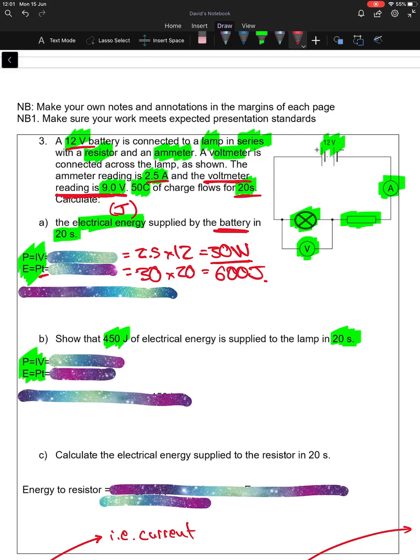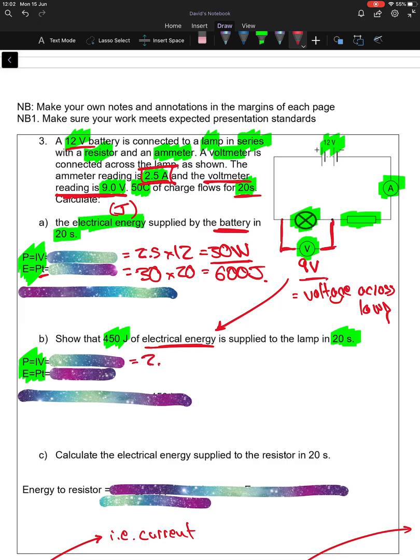Now, the voltmeter reading is 9 volts. So it's showing you the voltage across the lamp. The voltage across the lamp. So we've now got our V.